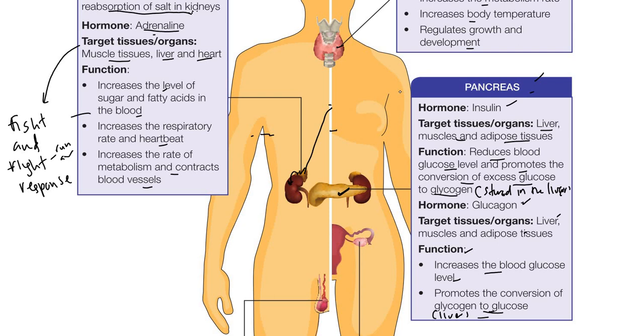Okay, so we have insulin and glucagon, both in the pancreas. So make sure you remember the function. Don't get confused about which one is the insulin function and which one is the glucagon function. Okay, so that's for the pancreas.